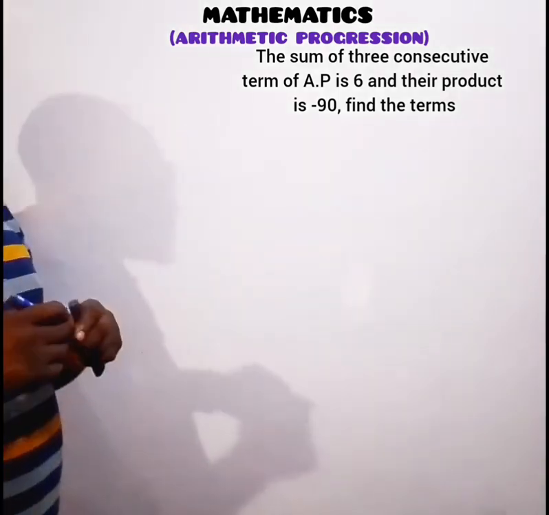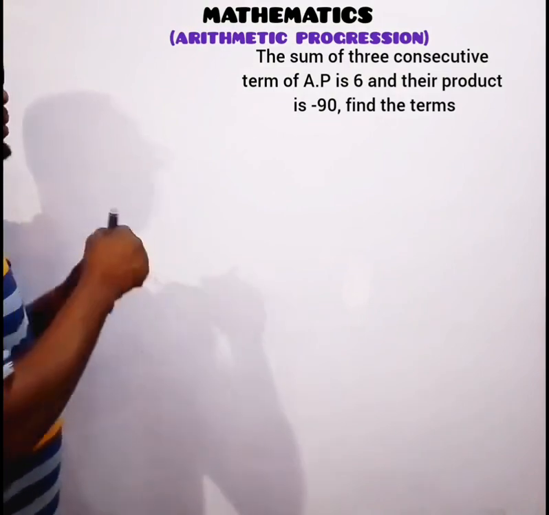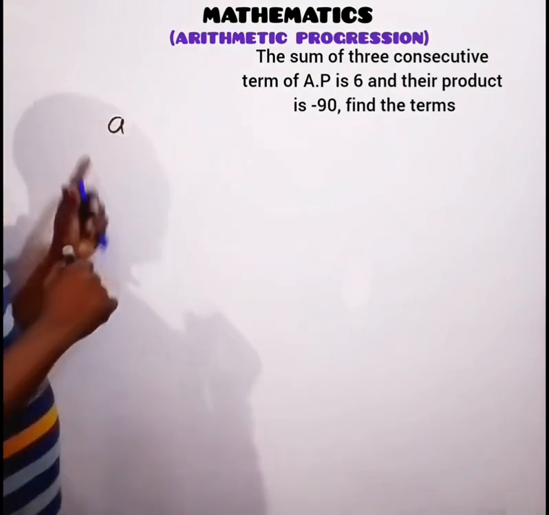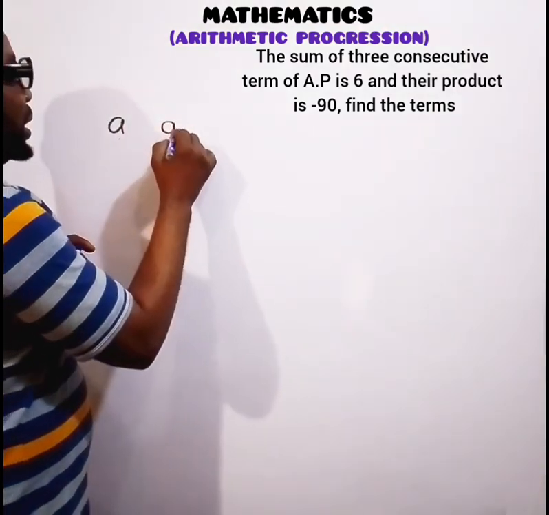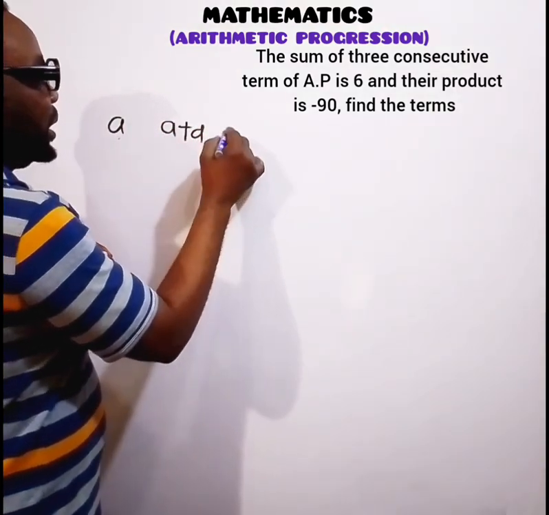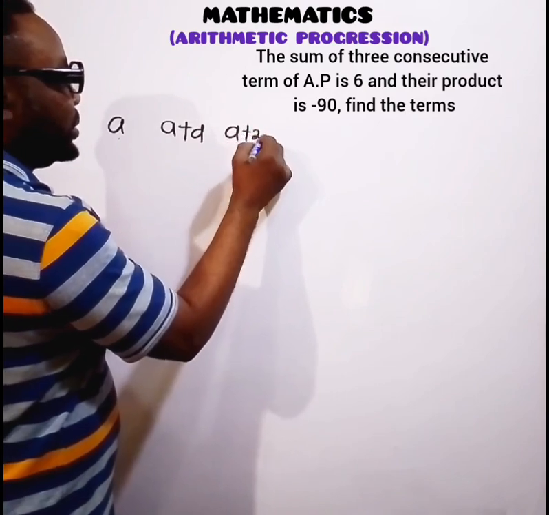Now, which means that we can have the terms in this way. The first term of the arithmetic progression is given to us as A. The second term is A plus D, and the third term is A plus 2D.